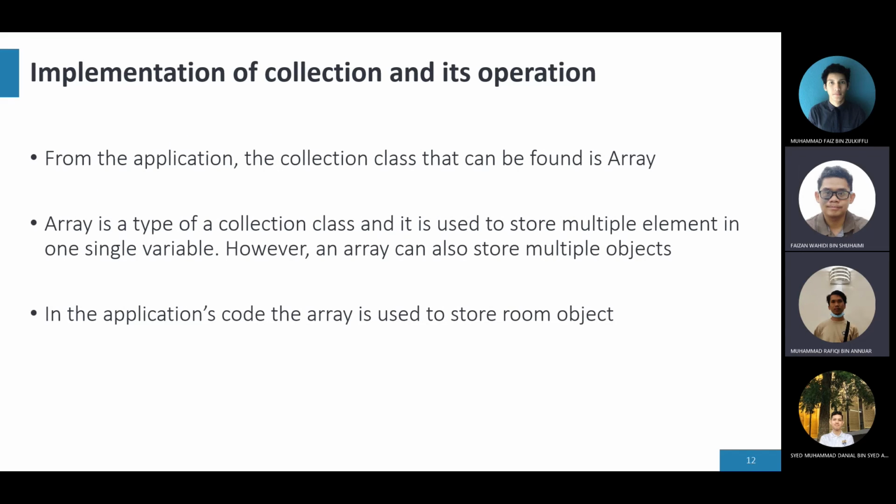Okay, my name is Faizan Wahidi bin Shuhaimi, and I will be discussing the implementation of collection and its operation. Based on the coding of the application, array is the only type of collection that I found, and it is used to store multiple elements in one single variable. However, an array can also store multiple objects. In the application's code, the array is used to store a room object.